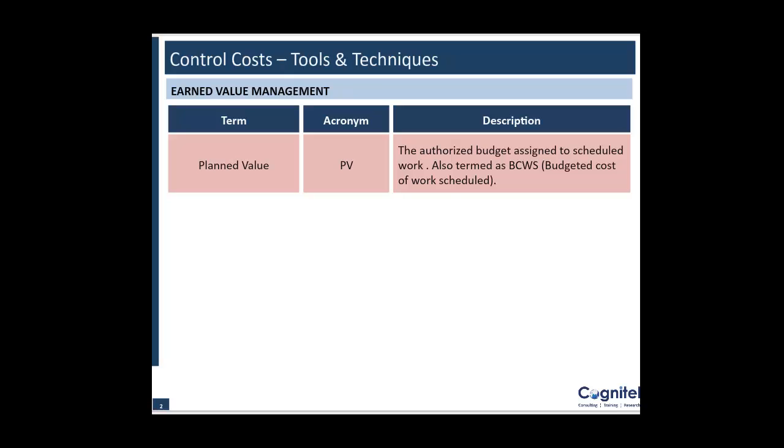Let me take an example. Let's say I want to paint the 4 walls of a room, and I take 8 days to complete this work. So at the end of day 2, what would be my planned value? Can anyone tell me? I take 8 days to complete 4 walls, so what should be my day 2 planned value?